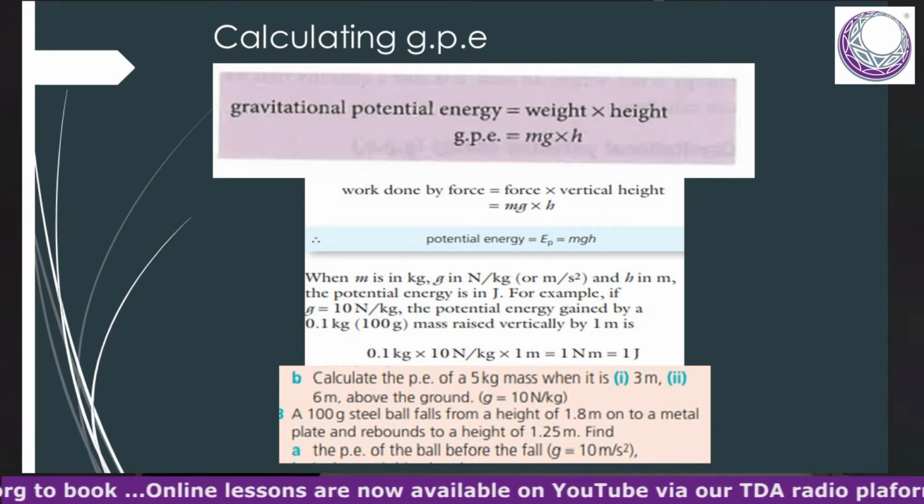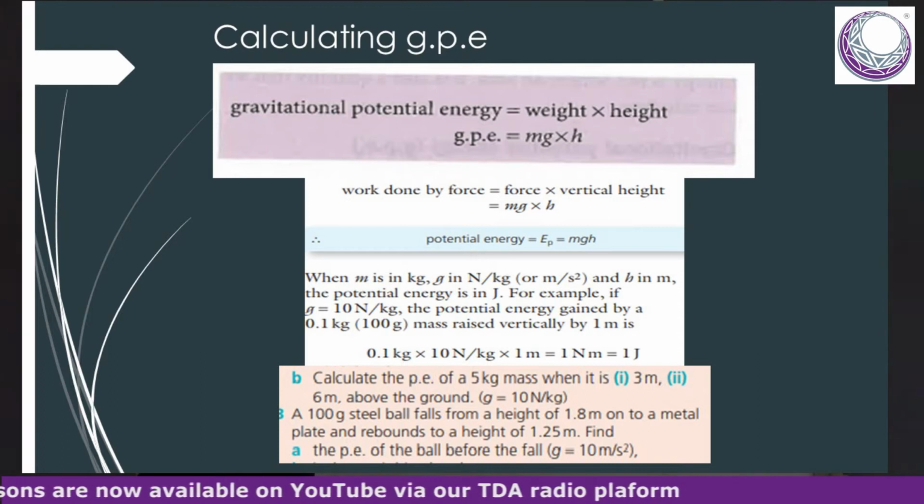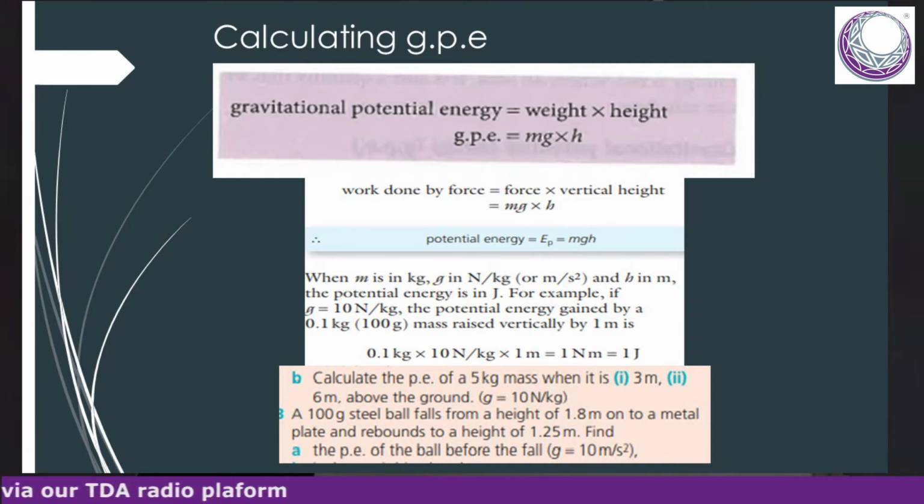Remember, the units of energy, the units of work done are the same, joules. So, for example, the potential energy gained by a 0.1 kg mass raised vertically by 1 meter.